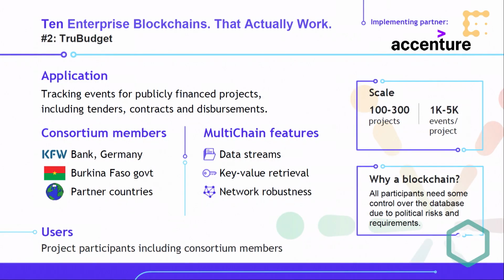Project number 2, this was developed by Accenture in Europe. So there are many cases where publicly financed projects in developing countries are ultimately funded by entities in the developed world. This is an example for Germany. And all of these projects have a large number of stages, like tendering, like procurement, like managing the contracts, like keeping track of payments. And what you have essentially for each of these projects is a series of events. And the participants in these networks, in these projects, have to keep track of those events.